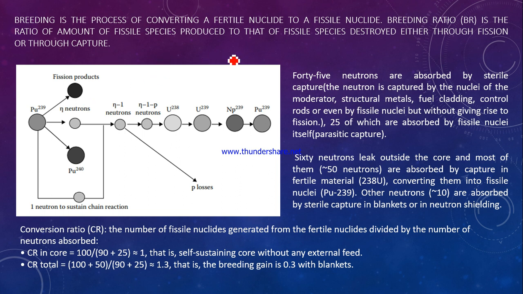Now here we will understand the concept of breeding. Breeding is a process of converting a fertile material to fissile material, and it is quantified by a term called breeding ratio, which is the ratio of the amount of fissile material produced to that of fissile material destroyed, either through fission or through capture. So let us take a typical example of our PFBR. So here, say plutonium 239, or uranium 238, you can take here.